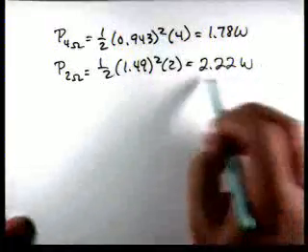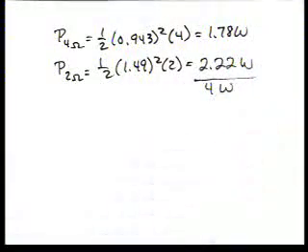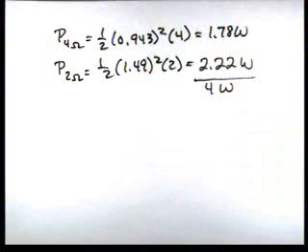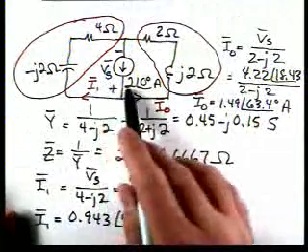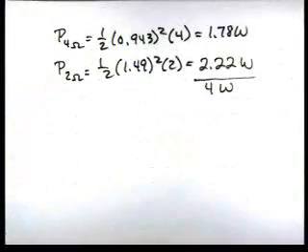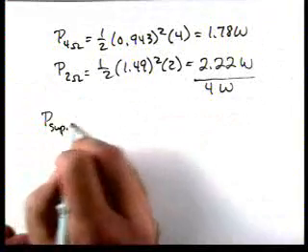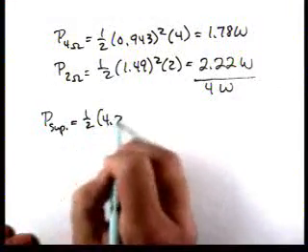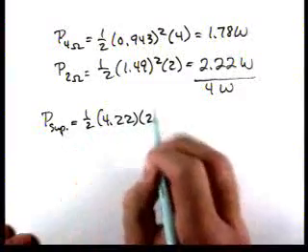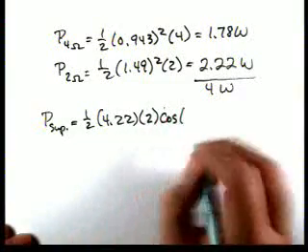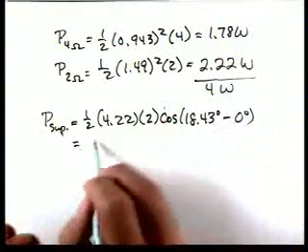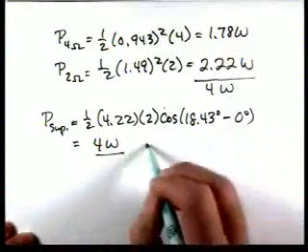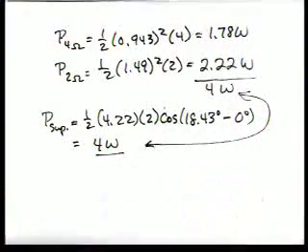And if we add that up, I believe we'll get 4 watts. Now that should be what we would get when we calculate it for our current source. And if we look at our circuit, we can take 1/2 Vs times I times the cosine of the angle between them. So the power supplied by our source then is 1/2 times 4.22, that's the voltage across the source, times 2 times the cosine of 18.43 minus 0, so that gives us 4 watts for the power supplied, and obviously these two are equal, and they should be.